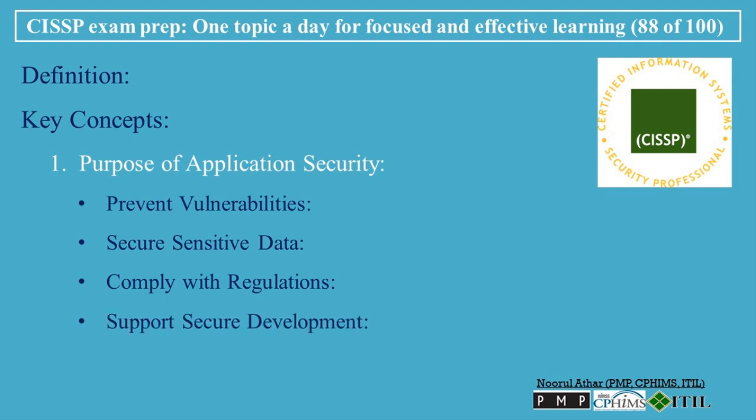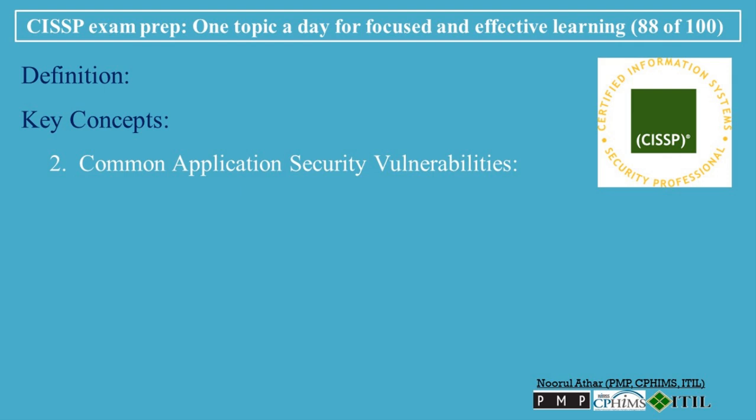Support secure development. Application security includes secure coding practices, secure design, and continuous security testing to ensure that vulnerabilities are addressed early in the development process. Example: an online banking application implements application security measures, such as strong authentication, encryption, and input validation, to protect customer data and prevent unauthorized access.